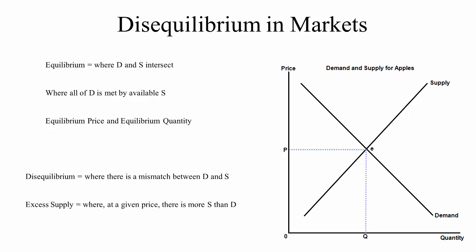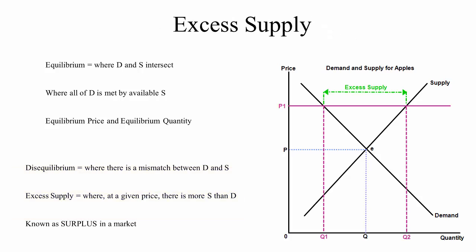It stands to reason, therefore, that disequilibrium will occur when demand does not equal supply, when there is a mismatch between the two. And if we're thinking specifically of excess supply, we're going to say that this occurs at a price where there is more supply than demand at that price. So this is also known as a surplus.